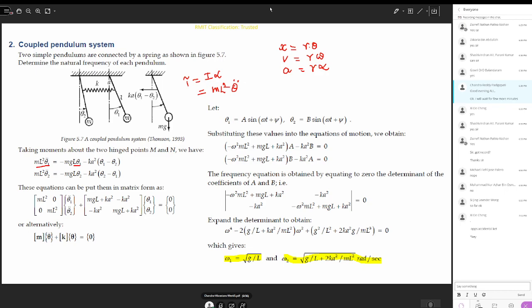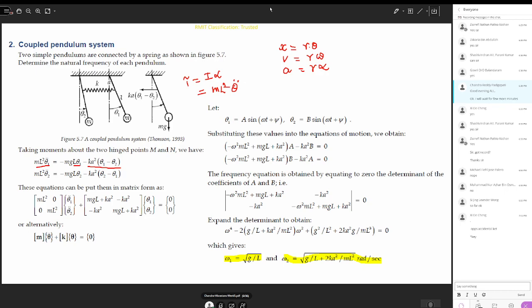Then what is the moment due to the spring force? Spring force is K into X. Moment means you need to multiply with the perpendicular distance, and for the spring force the perpendicular distance is again A. So the moment due to the spring force will be K A square into theta1 minus theta2. So this is the moment due to the spring force.